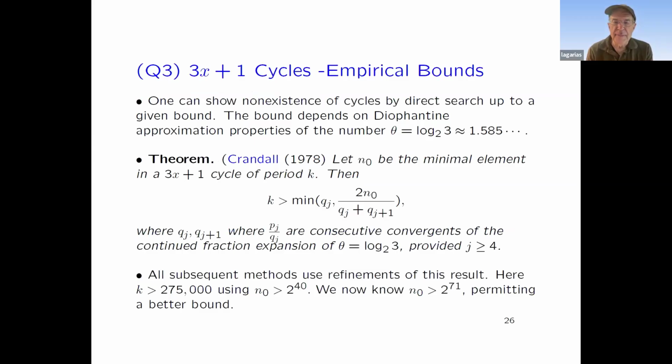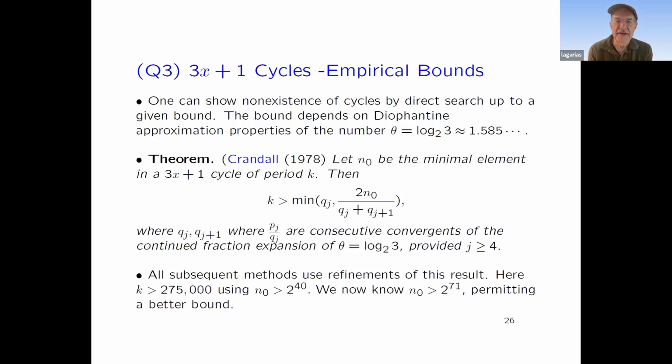There's a way to actually empirically rule out the existence of cycles, and the basic method is due to Crandall. It uses facts about the continued fraction expansion of log to the base 2 of 3, because there's a formula for a periodic orbit, and it has a power of 2 minus a power of 3 in the denominator, and you're going to do best when the power of 2 and the power of 3 are nearly canceling each other out, and that will favor periods that are close to convergents of the continued fraction expansion.